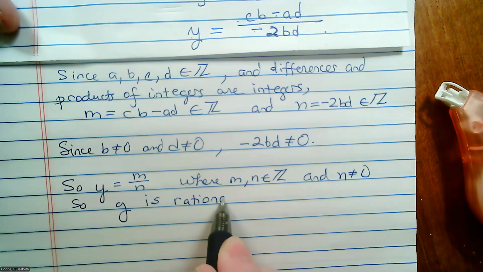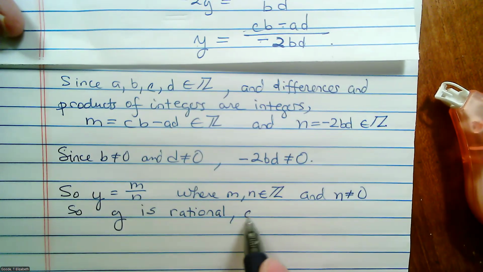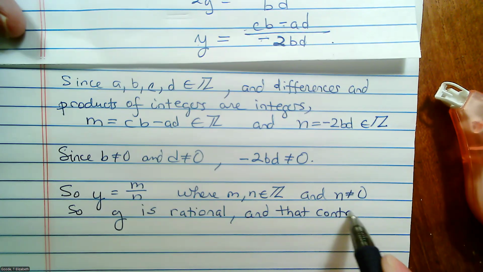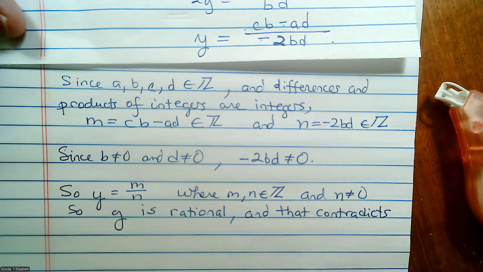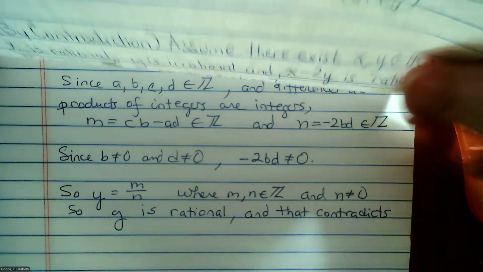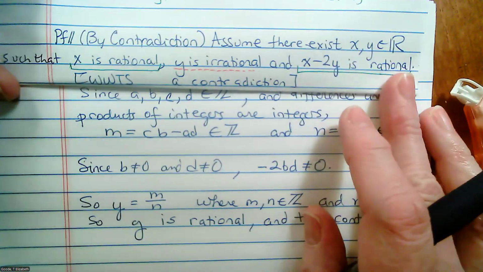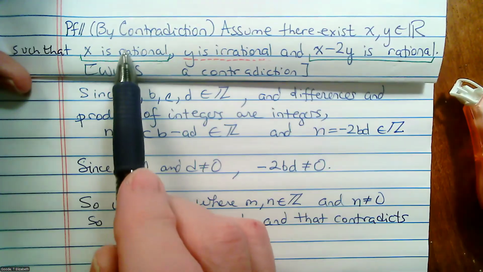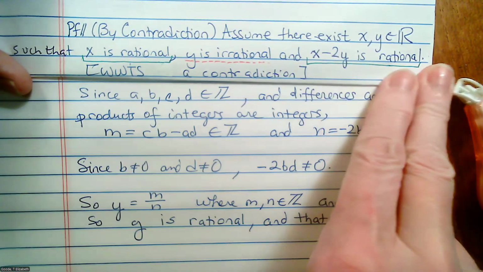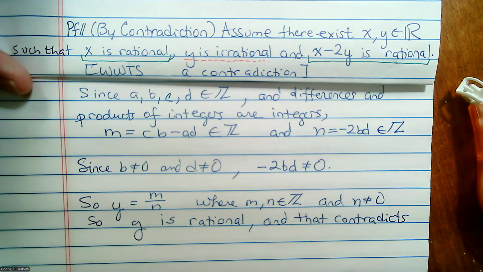And that contradicts the original statement. Well, we're going to be more specific than that. Exactly what part of our hypothesis? Let's look at our hypothesis, at the very top. Our hypothesis was that x was rational, y was irrational, and x minus 2y was rational. So what exactly are we contradicting? y is irrational. Exactly.